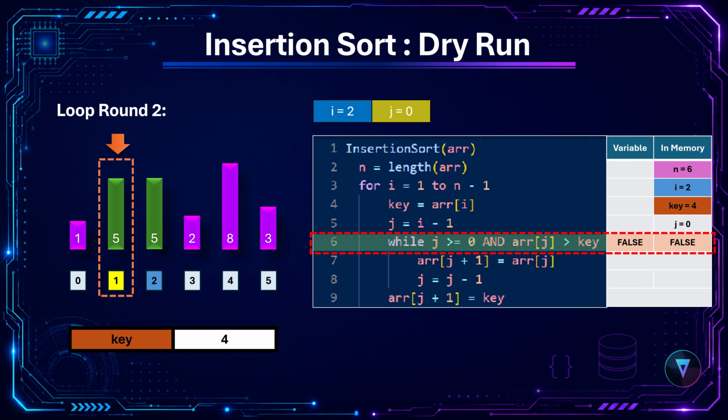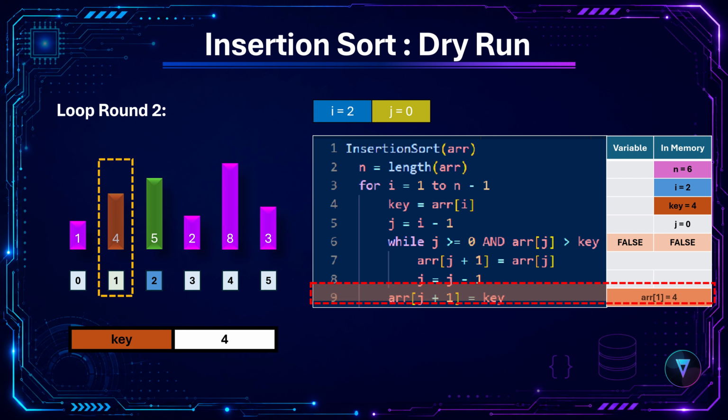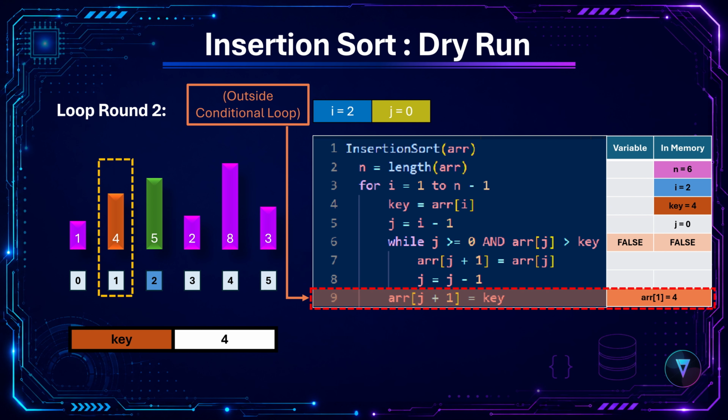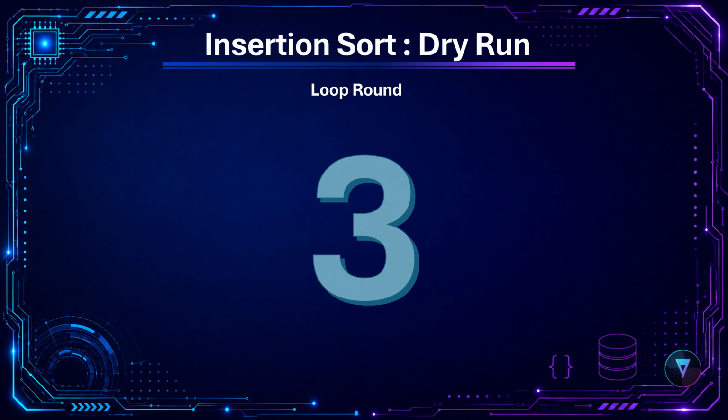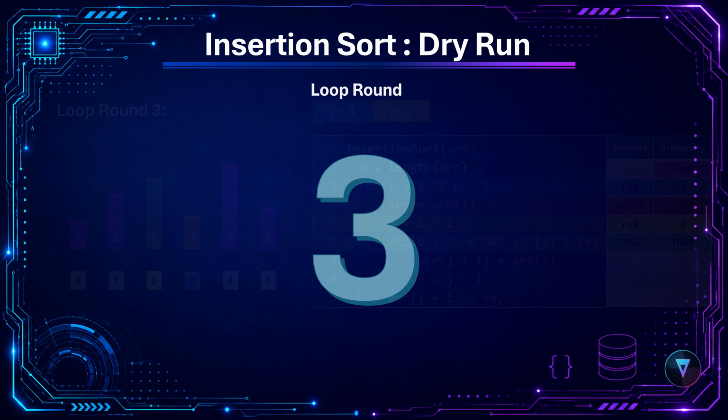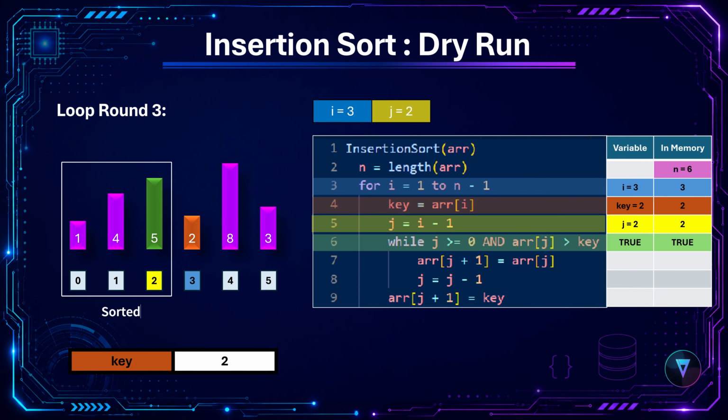Now we compare 1 with 4. 1 is smaller, so we stop shifting? Correct. 4 belongs after 1 and before 5, so we insert 4 at J plus 1. The array is now 1, 4, 5, 2, 8, 3. Awesome! We are getting into the third loop. Nice. Now the sorted part is 1, 4, 5.